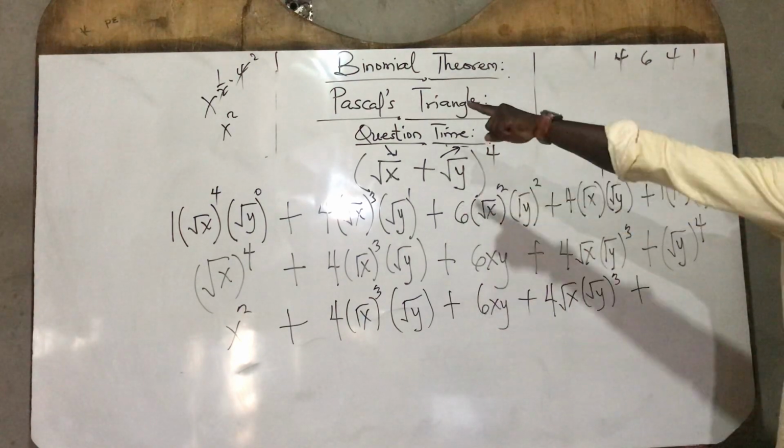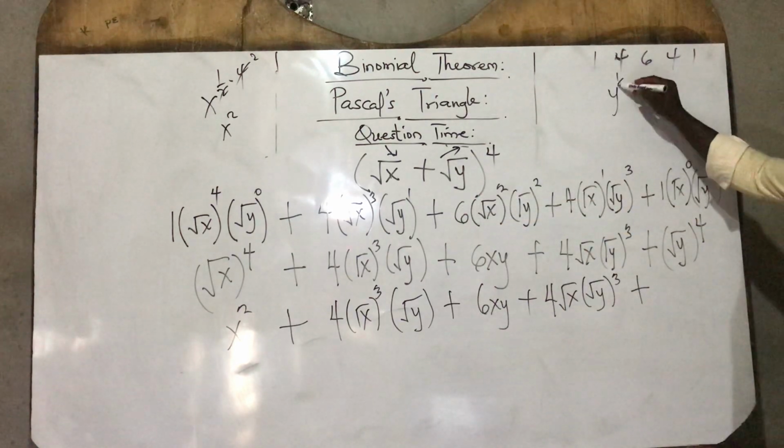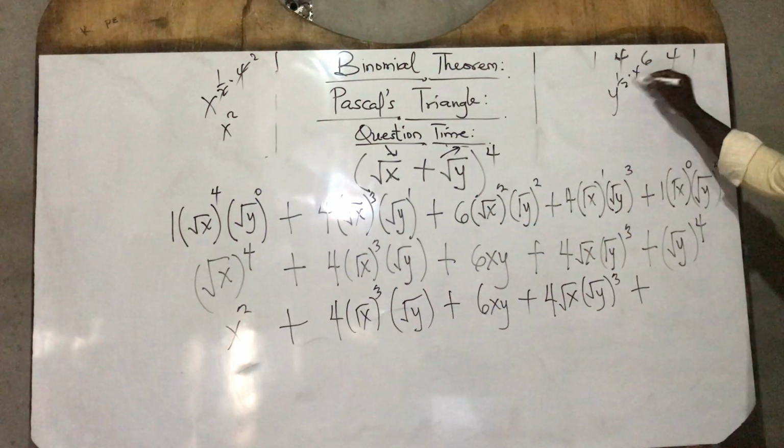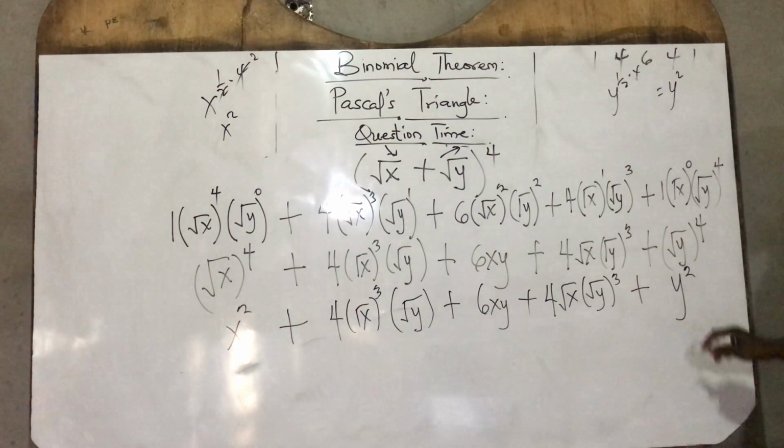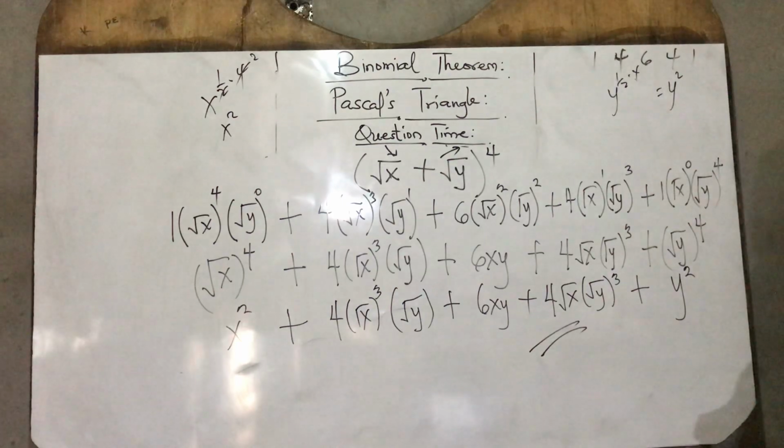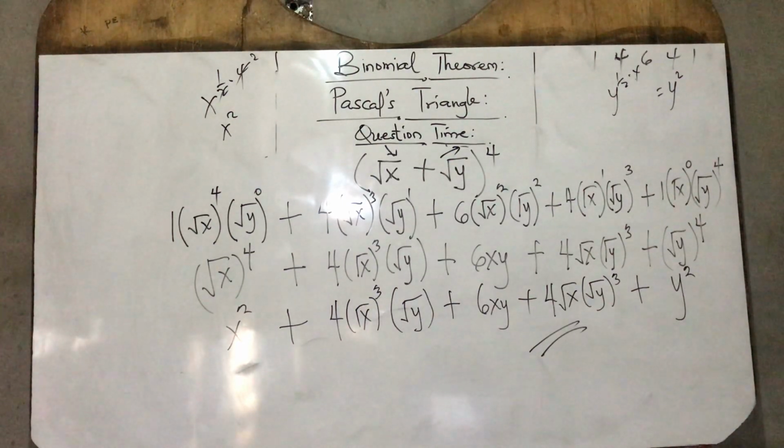We can do the same thing as that, which is y to the power half times what? 4. Half of 4 is 2, right? So I get y squared. So that's the expansion for that. So that's how we use Pascal's triangle to solve or to expand binomial expansion or to expand binomials.